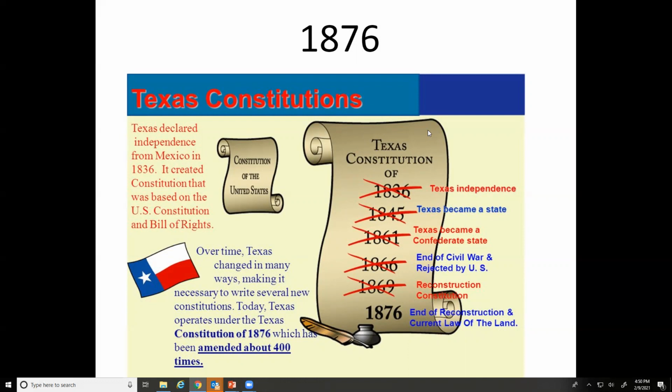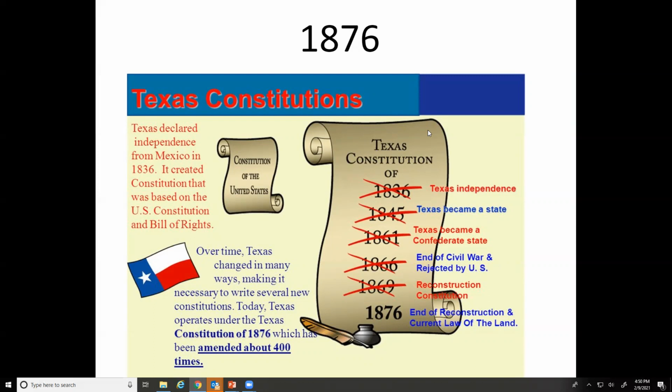And in 1869, the Reconstruction Constitution, they had to reconstruct it again, adding different parts to their constitution, which eventually comes to 1876, 12 years after the end of the Civil War. The Constitution is rewritten, and it's still the current law that is used today. So again, over time, Texas changed in many ways, making it necessary to write several new constitutions. Today, Texas operates under the Texas Constitution of 1876, which has been amended about 400 times since then.